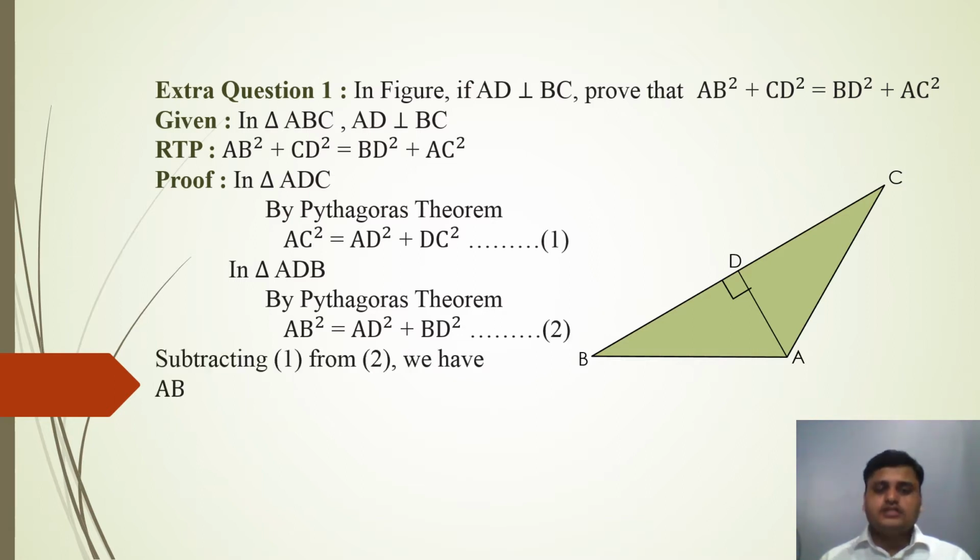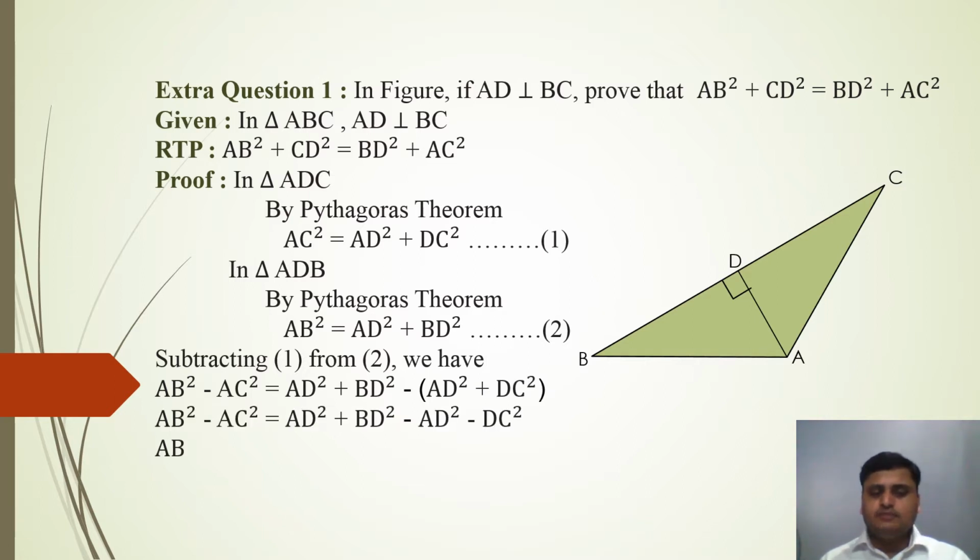Now what will we do? We will subtract equation 1 from 2. Then what will we get? AB square minus AC square is equal to AD square plus BD square, then minus, and in bracket we will write AD square plus DC square. Now remove the bracket. What will we get? AB square minus AC square is equal to AD square plus BD square minus AD square minus DC square. So AD square will be cancelled, and we get AB square minus AC square is equal to BD square minus DC square.